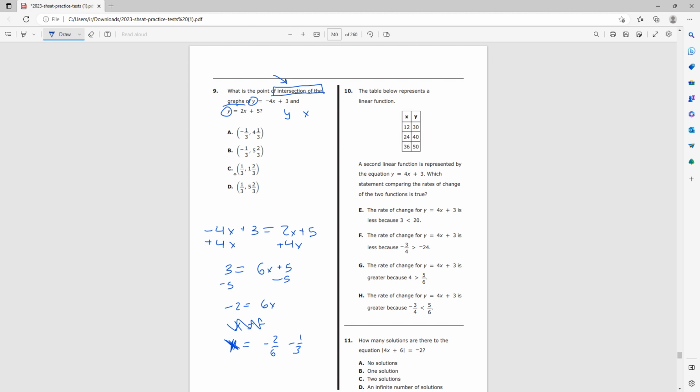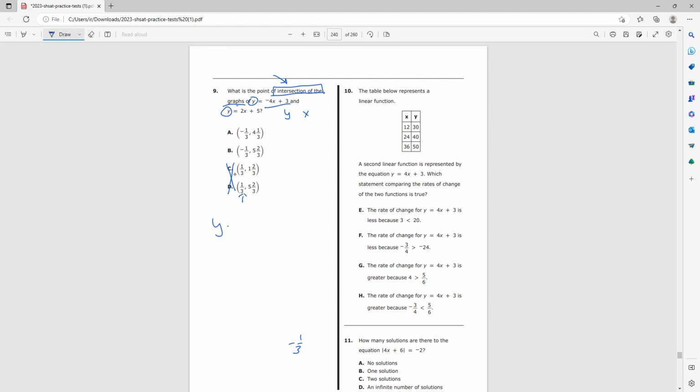Remember, that's our x value, so we can look here and we could automatically eliminate c and d because they say our x is 1 over 3, not negative 1 over 3. So now what we're left with is, we know our x value, we just need to solve for a y value, and the easiest way to do that is just to plug in our x value into our graph, or into one of the equations.